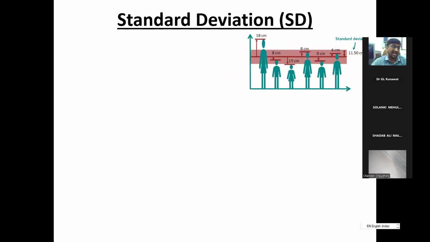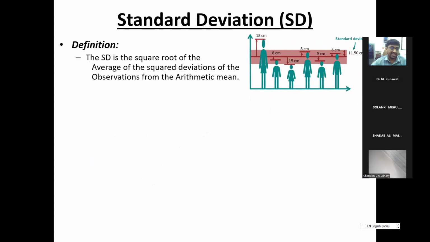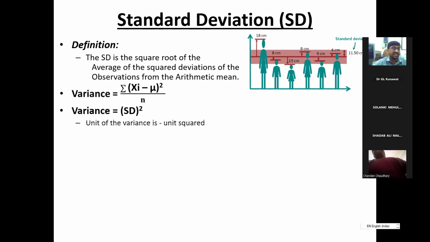So what is widely used? That is standard deviation. And what is it? It is the square root of the average of squared deviations of the observations from the arithmetic mean. We have one more terminology, variance. What is variance? Variance is the average of squared deviations of the observations from the arithmetic mean. So we can say that variance is nothing but the square of the standard deviation. And that is why the unit of variance is the square of the unit. So we can say that standard deviation is the square root of variance.